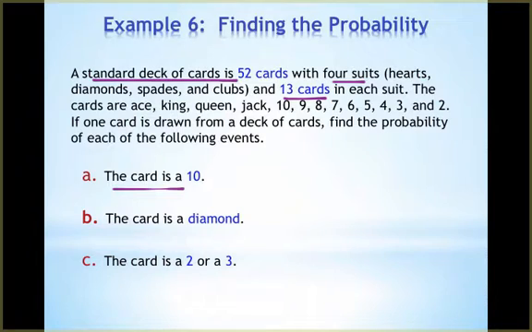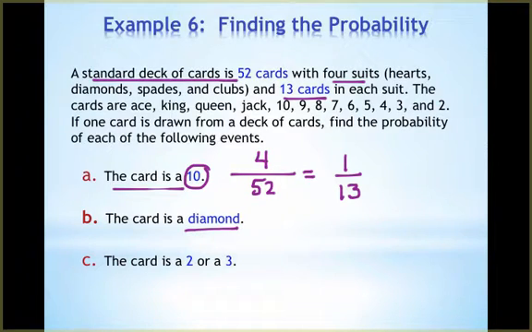So let's first of all look at what's the probability that our card will be a 10. Well, we know that we have 52 possible outcomes in our sample space. There's 52 cards. And now what I want to do is find out how many of those are 10s. Well, 4 out of 52 of the cards are 10s, and 4 out of 52 would reduce to 1/13. Now, for B, what's the probability that our card is a diamond? Well, again, we've got 52 possible outcomes, and a diamond can occur 13 different times since there are 13 cards in each suit. So my probability of getting a diamond is 1 in 4.